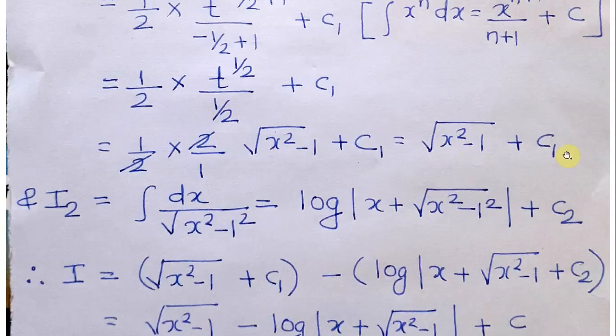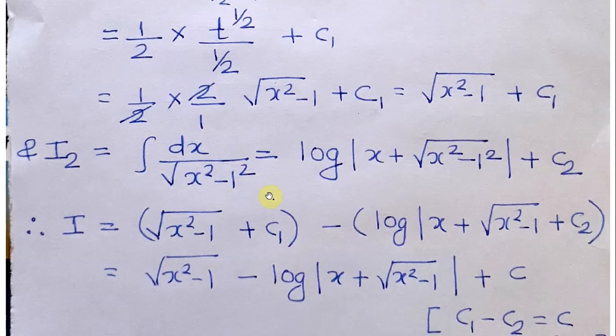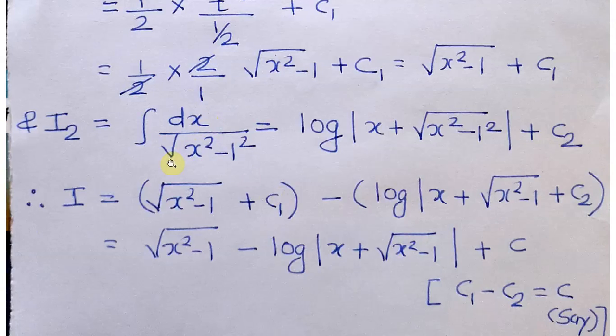Now similarly, let us find out the value of I2. I2 is integration of dx upon x square minus 1. 1 I wrote as 1 square. And again this whole integration is in the form of integration of dx upon under root of x square minus a square. Okay, so integration of dx upon under root of x square minus a square is equal to log mod of x plus under root of x square minus a square. In place of a I am writing 1 here. And now this will become the value of the second integration. Both the integration values I kept here. This is the value of I1 and this will be the value of I2.